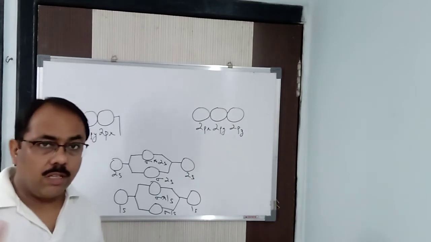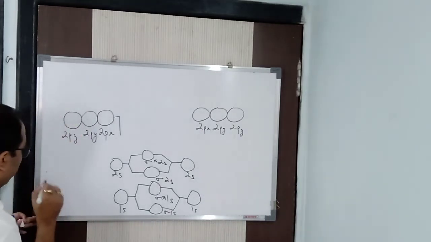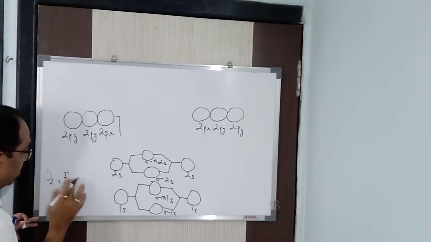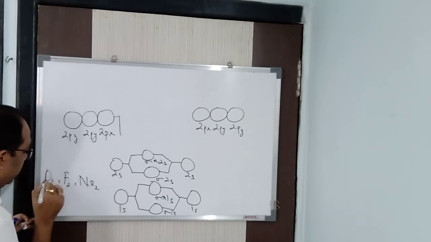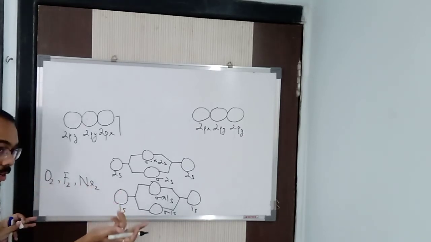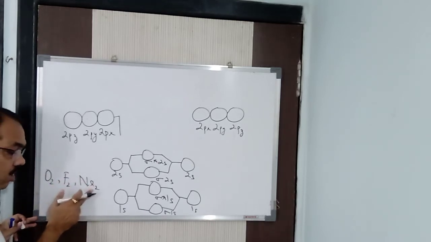Any other molecule is there. Leaving behind oxygen, fluorine and neon. What I am saying? Leaving behind this molecule: oxygen, fluorine and neon. Neon, you will say it forms a molecule. That only will show it by the molecular orbital diagram that it does not form a molecule.